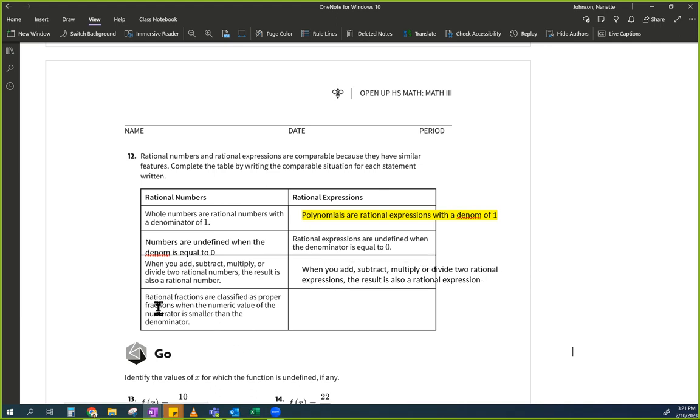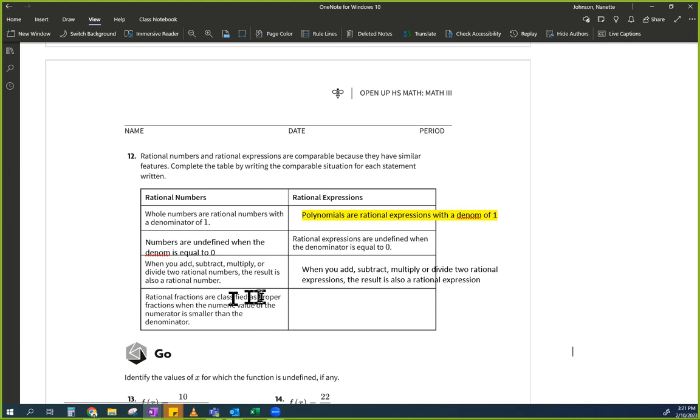So last one, it says rational fractions are classified as proper fractions when the numeric value of the numerator is smaller than the denominator. This is where we're now not looking at the whole thing. We're talking about the degree. And this is something that I'm not even going to write down, to be honest with you, because we don't talk about proper rational expressions. I've never actually seen that, so I'm not even going to bother writing it.